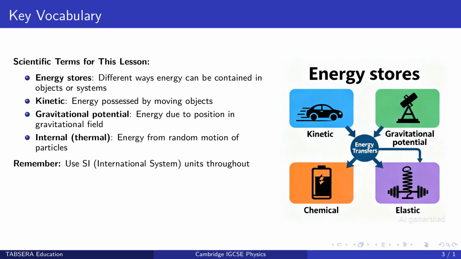First, energy stores, which means different ways energy can be contained in objects or systems. Think of these as energy containers. Second, kinetic, which means energy possessed by moving objects. Any object with velocity has kinetic energy. Third, gravitational potential, which means energy due to position in a gravitational field. Objects higher up have more gravitational potential energy. Fourth, internal thermal, which means energy from random motion of particles. This relates to temperature. Understanding these terms precisely is crucial for Cambridge IGCSE success.